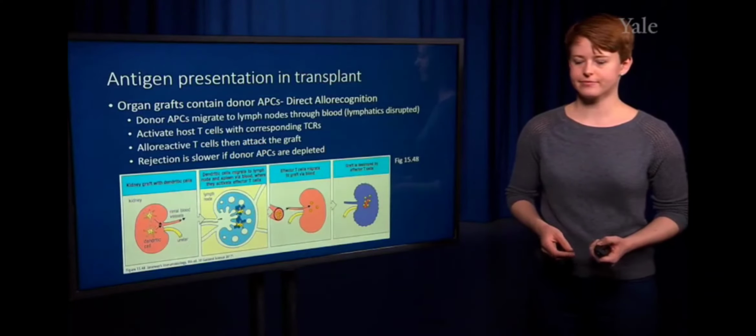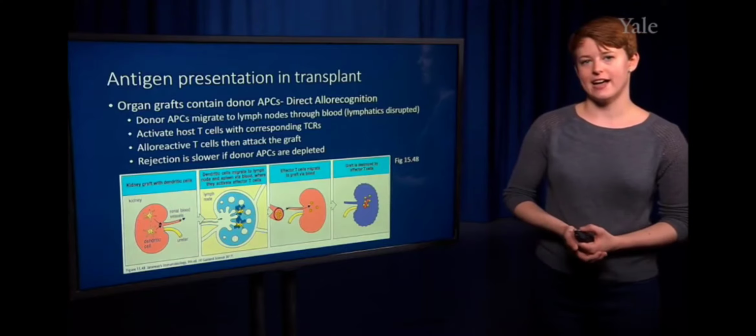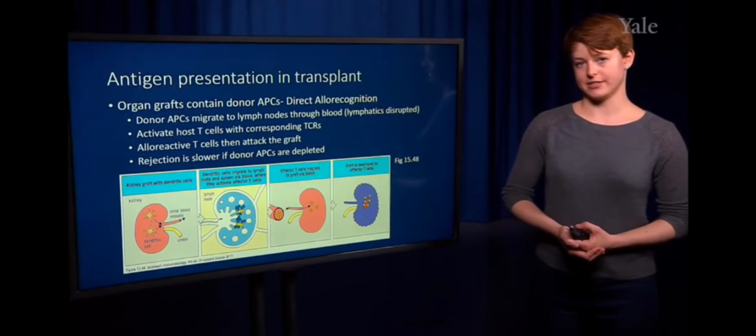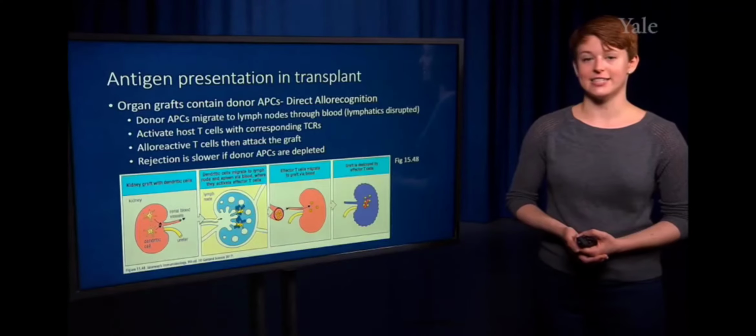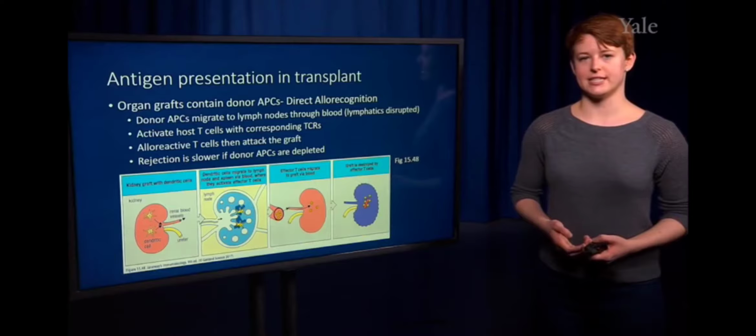So there are two different types of recognition of alloantigens. The first that we'll talk about is when the organ grafts contain donor antigen presenting cells, and this is known as direct allorecognition. In direct allorecognition, donor APCs will migrate to the lymph nodes through the blood in the recipient, as opposed to the typical migration through the lymphatics, and that is because in a transplant, the lymphatics are disrupted, so the only way for those APCs to get to the lymph nodes is through the blood.